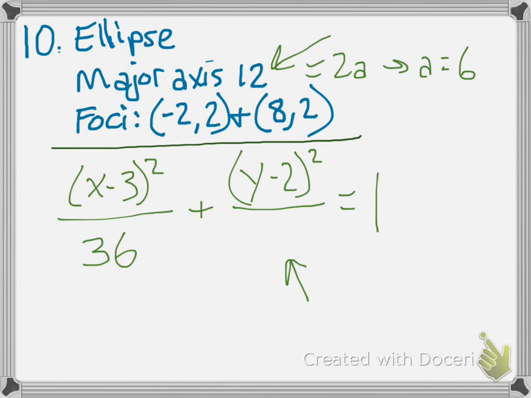Okay, so we really just want b squared, which is 11. So that gives us our denominator of our y fraction. And we're done. Here's our equation in standard form.